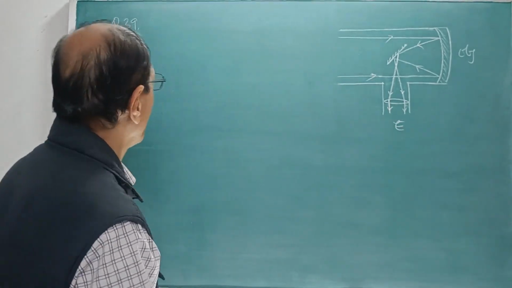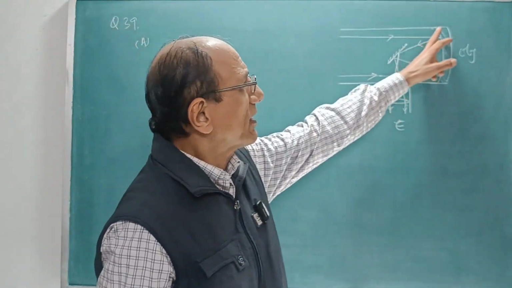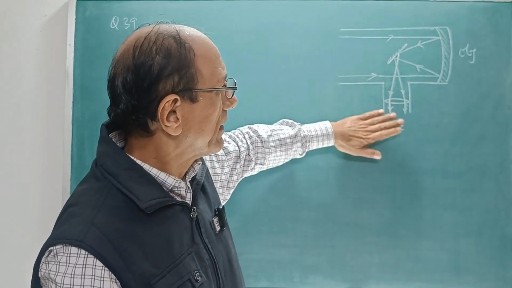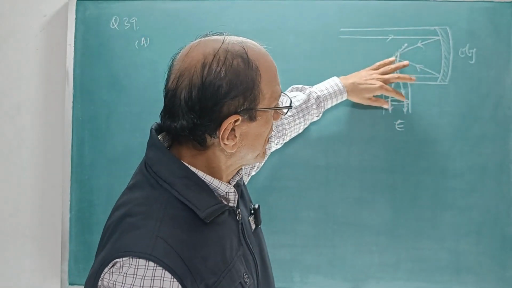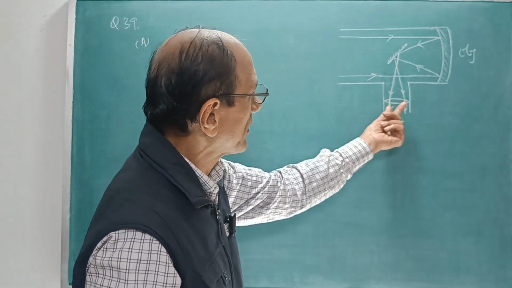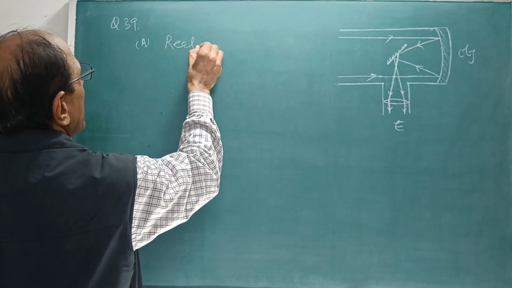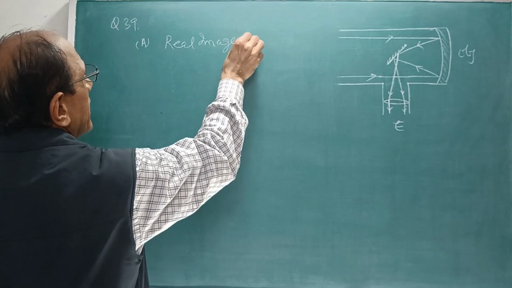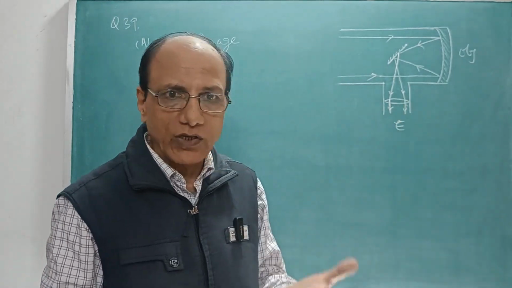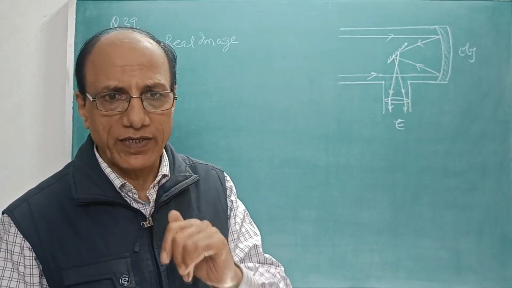So part A: what kind of image is formed at the eyepiece? Because the rays are actually meeting, and it is the convex lens which is converging them, the image is a real image. That's the answer. The reason is that the rays are actually meeting, that's why the image is a real image.